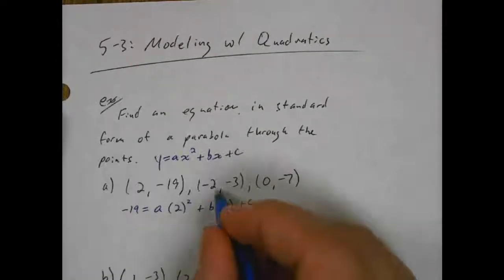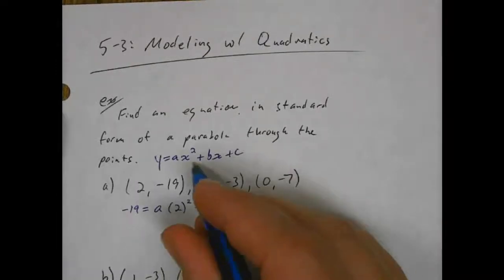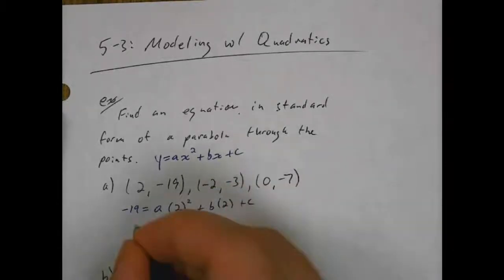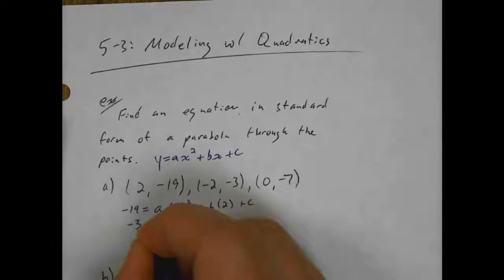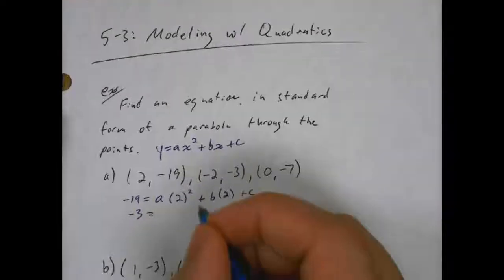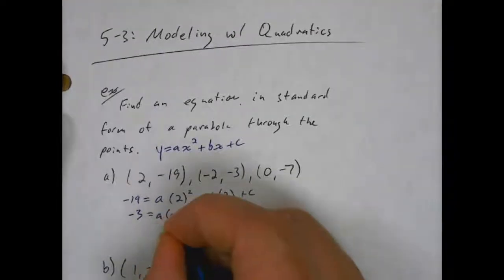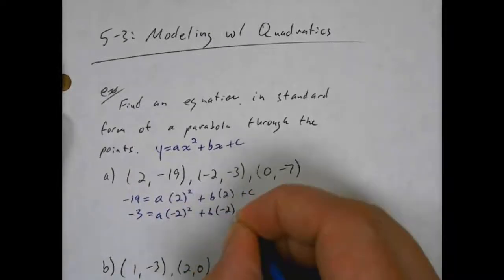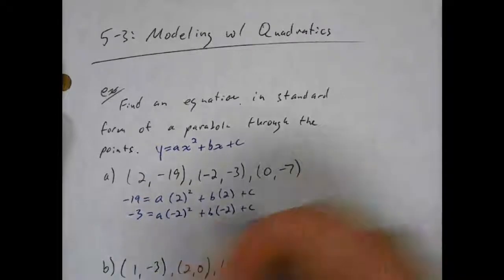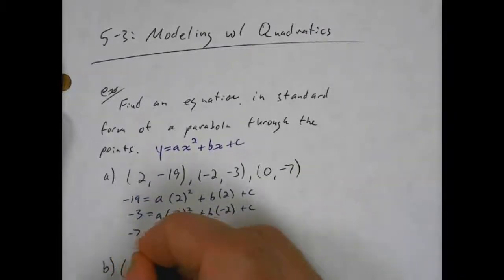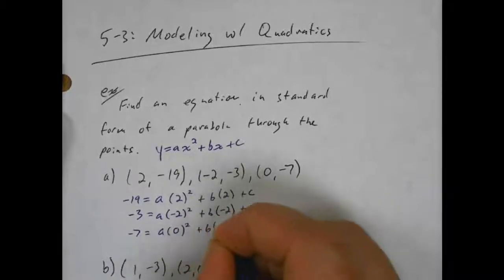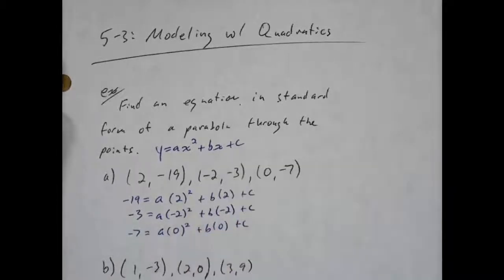And again, we can do it with this point as well. I can plug it into our general form, or our standard form, sorry. We call it different things in pre-cal sometimes. So we have negative 3, and I'll put in negative 2 now. So a times negative 2 squared plus b times negative 2 plus c, and negative 7 zeros, so negative 7 equals a times 0 squared plus b times 0 plus c.